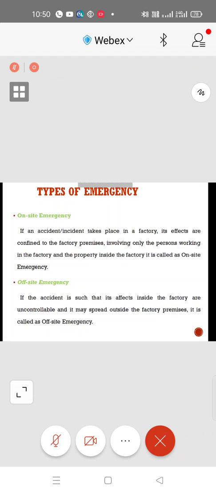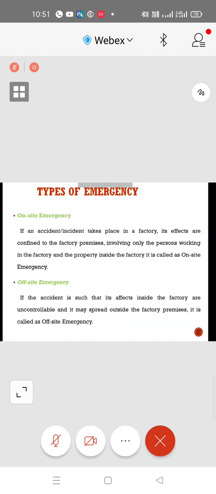Types of emergency, which we have discussed: on-site emergency. There are two types of emergency in general: on-site emergency and off-site emergency. Normally, if an accident or incident takes place in a factory, its effects are confined to the factory premises, involving only the persons working in the factory and property inside the factory. It is called an on-site emergency.